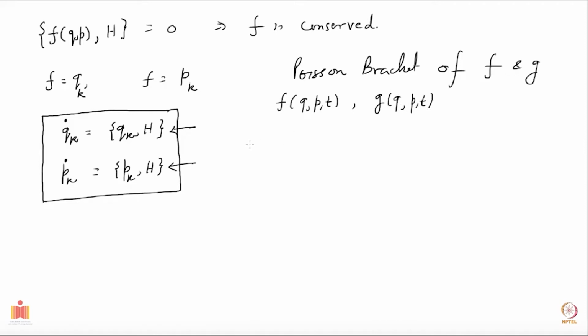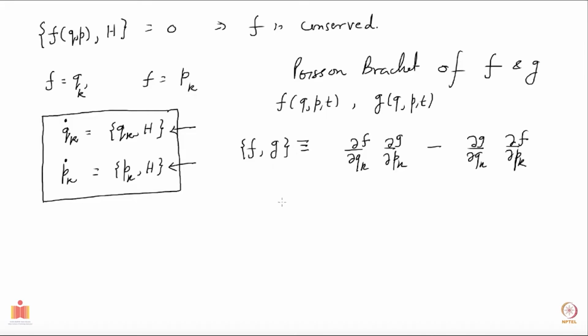And then I define f and g, the Poisson bracket of these, to be ∂/∂q_k ∂/∂p_k minus ∂/∂q_k ∂/∂p_k, and then I put here f and g here and g and f here. So that's the definition of this Poisson bracket.